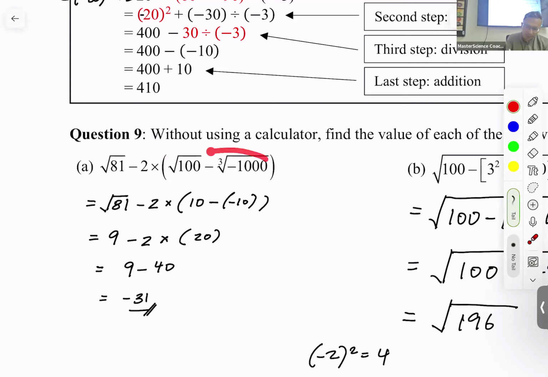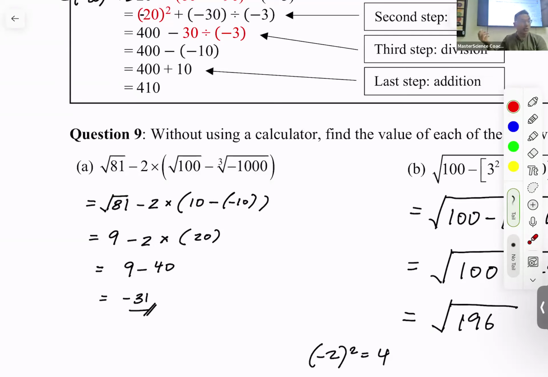Okay, so we do this bracket first, we get this, and then remember what I said, when you have a cube root of a negative number, you will still get a negative number. But can you have a square root of a negative number? Tak boleh. You cannot have a square root of a negative number. So if the question shows you a square root of a negative number, most likely there's a typo. Or when you get to higher level, if you square root a negative number, your answer will be no solution.